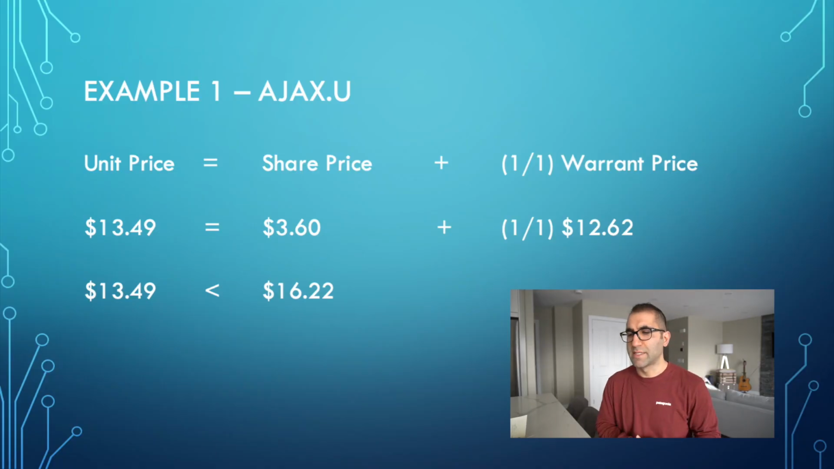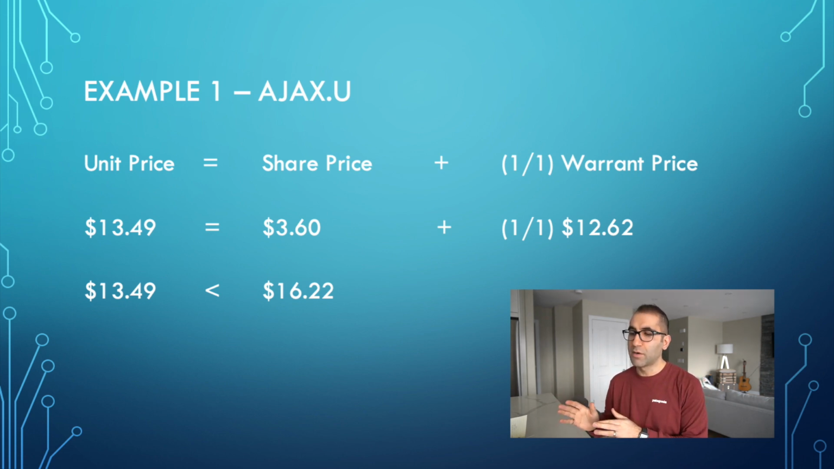So here is an example of AJAX, which is the company we used as an example in the other video. The unit price as of the recording of this video of AJAX is 13.49. And we know it's made up of 1 share, which is currently trading at $3.60.